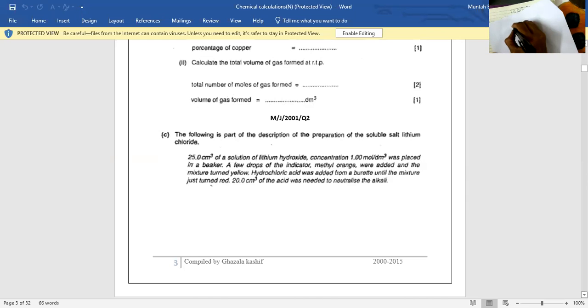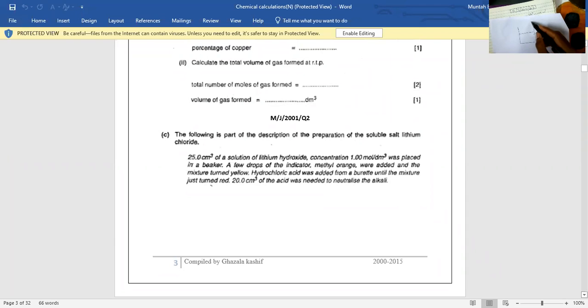So we have a solution. If you are terrified, make a diagram. Visualize it. So I have 25 cm cube. The total volume is 25 cm cube of lithium hydroxide. Okay, 1 dm cube has 1 mole. Okay, this is my lithium hydroxide. Okay, now this must be a neutralization reaction.